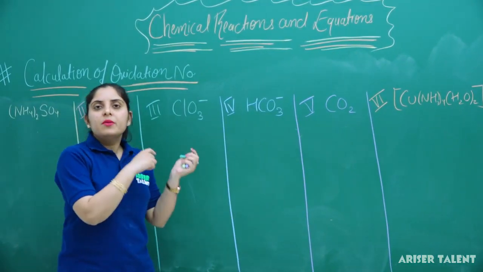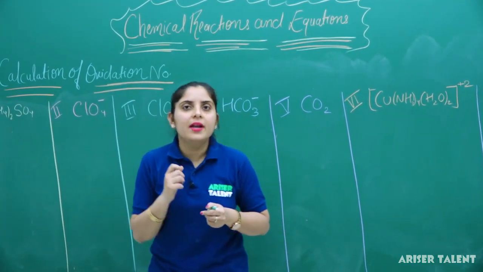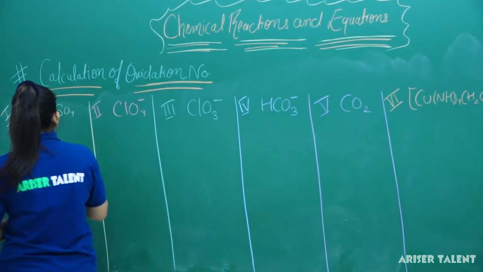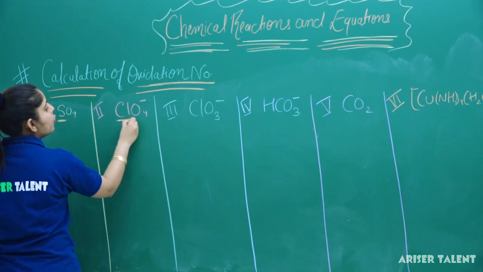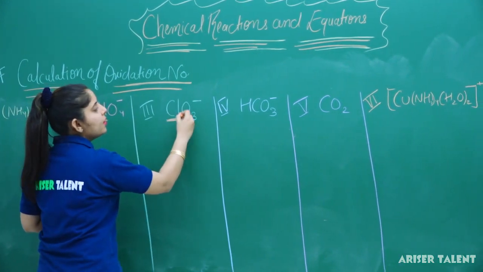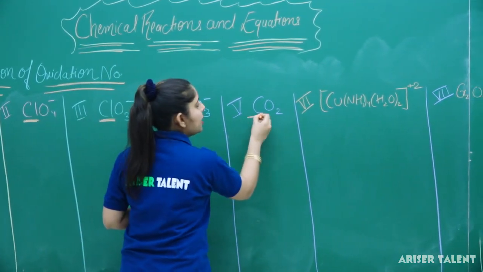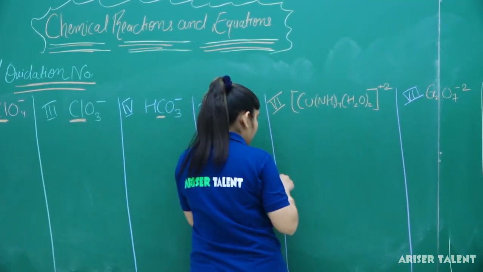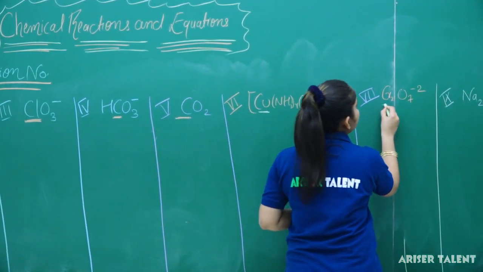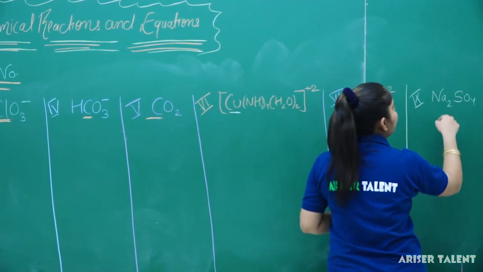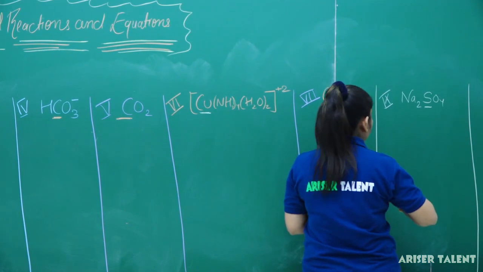So before proceeding to the oxidation state, I am underlining the component for which I have to find the oxidation state. So here we have to find the oxidation state of sulfur, here chlorine, here again chlorine. In this case we have to find the oxidation number of carbon, again carbon. In this case we have to find the oxidation number of copper ion. In this case we have to find the oxidation number of chromium ion, and in this case we have to find the oxidation number of sulfur.